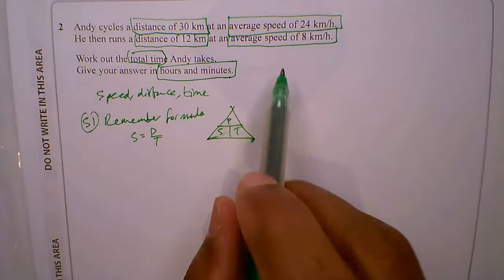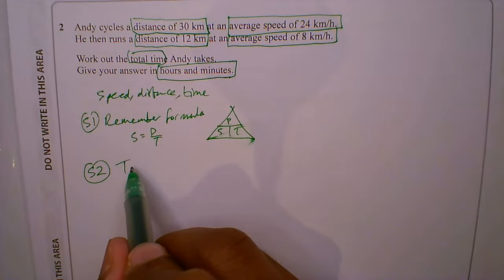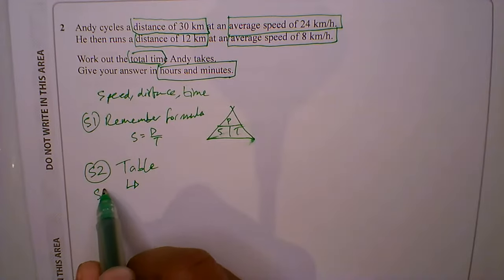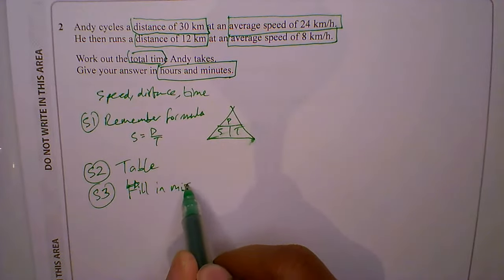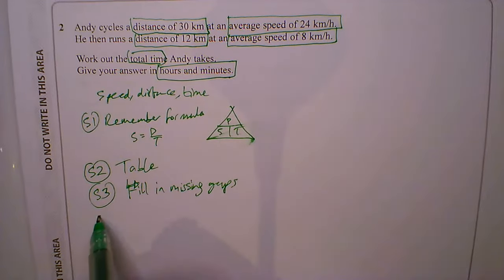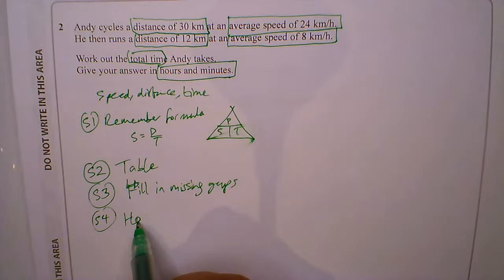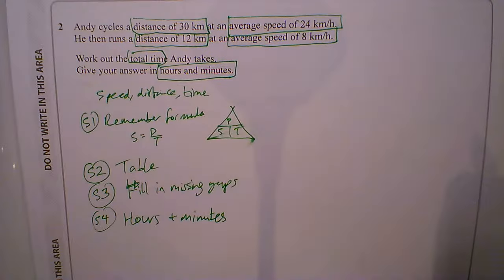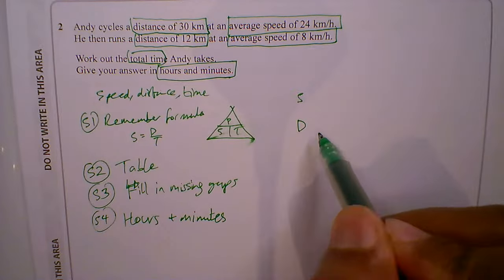And because I've got a lot of information here, I like to use a framework. So I'm going to put this in a table format, and then that will help me, step 3, fill in the missing gaps. That will hopefully make it easier for me. And then from there, step 4, I can find hours and minutes. So that's my final check. Okay, so I've got speed, distance, time.